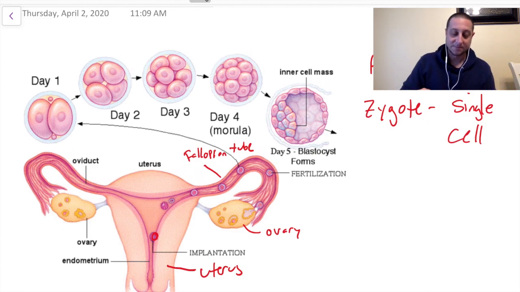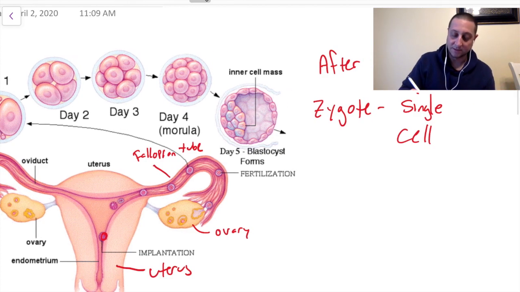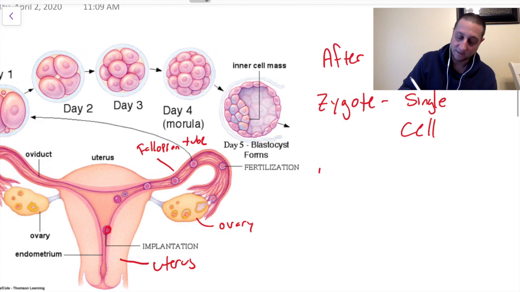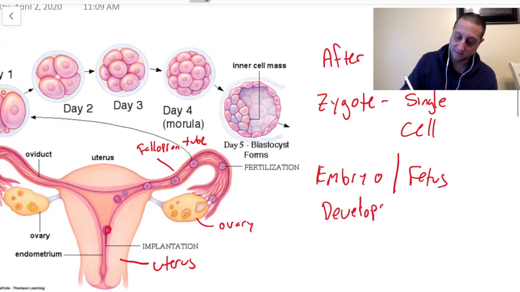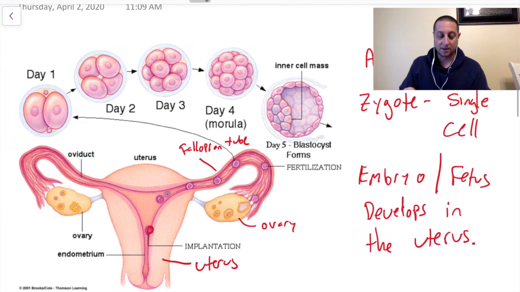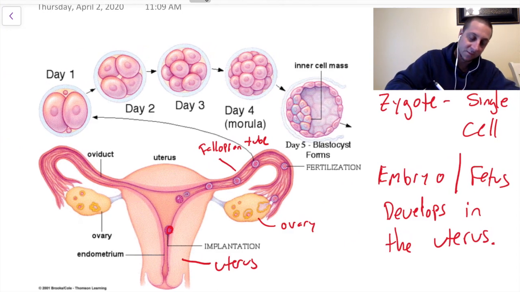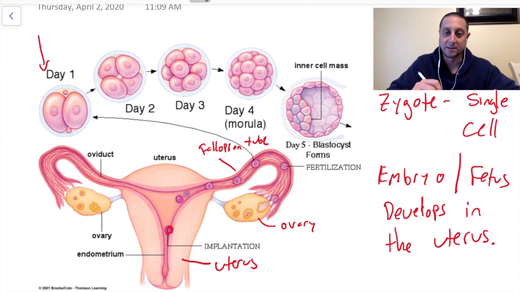All right, so we have this embryo in the uterus. Embryo/fetus develops in the uterus. And if we take a look here, day 1, we had our zygote and it's split into 2 cells. Then we had 4. Then we have more and more and more.